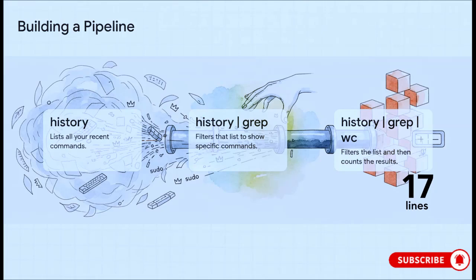So first, we can run the history command, which shows us a list of all the recent commands we've typed. Now, let's pipe that list over to grep sudo. See that? Now the list is filtered down to only show the commands where we used admin privileges.